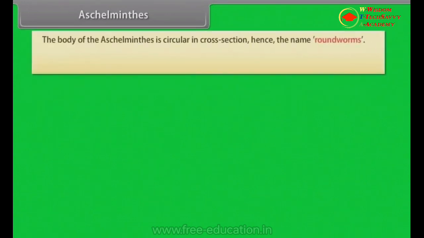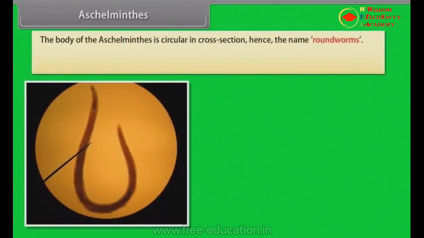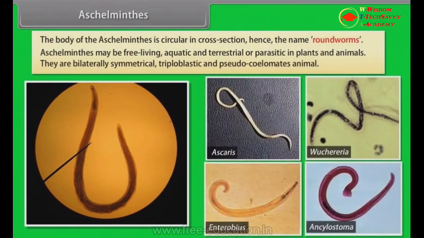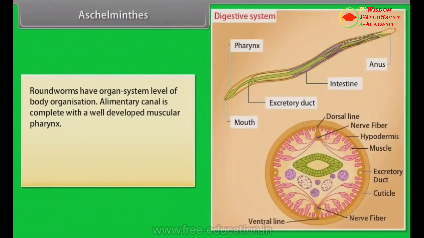Aschelminthes. The body of the aschelminthes is circular in cross-section, hence the name roundworms. Aschelminthes may be free-living, aquatic and terrestrial, or parasitic in plants and animals. Aschelminthes are bilaterally symmetrical, triploblastic and pseudocoelomate animals. Roundworms have organ system level of body organization.